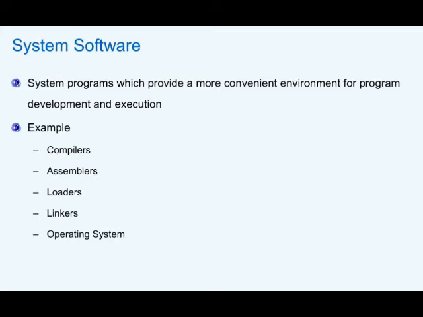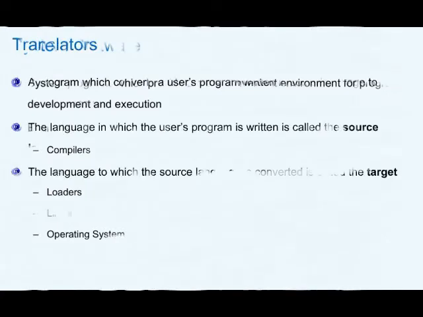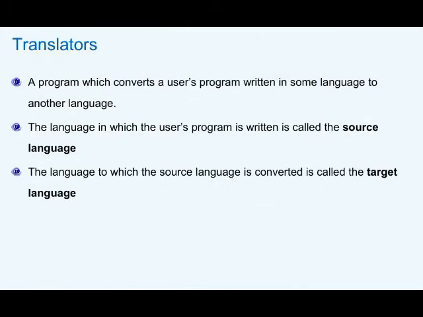Now if we look at the system software, it provides us the convenient environment for the development of the application program as well as for its execution. If you look at some of the examples, these are examples like translators, loaders, linkers and operating system. We'll be looking at all these various examples in a little bit more detail in the coming slides. Let's start with the first example, that is the translator.